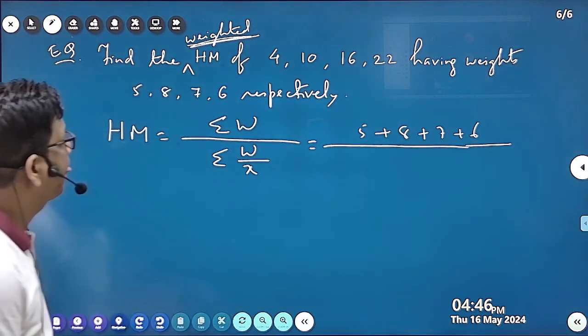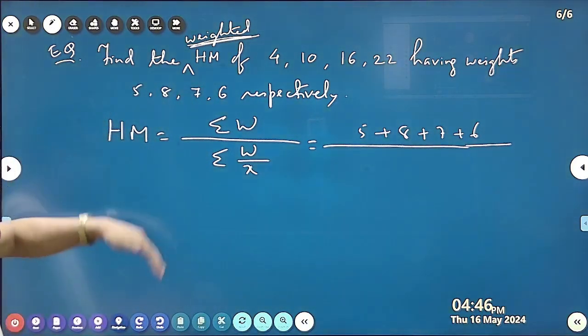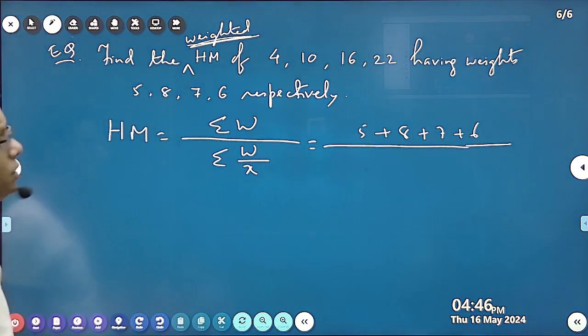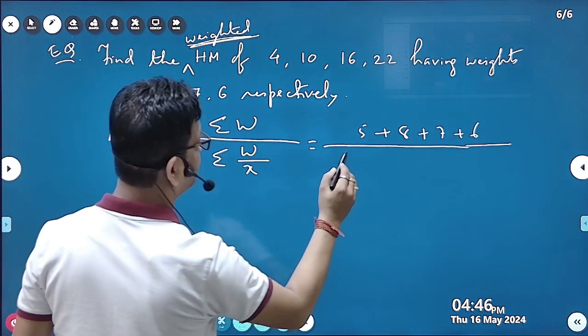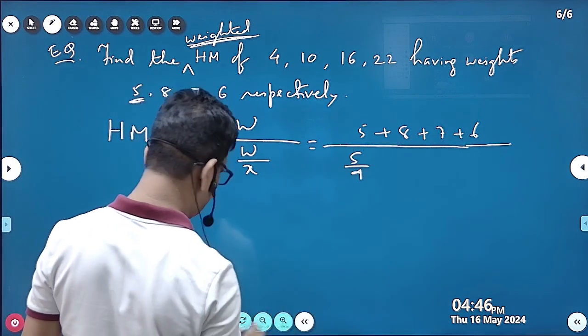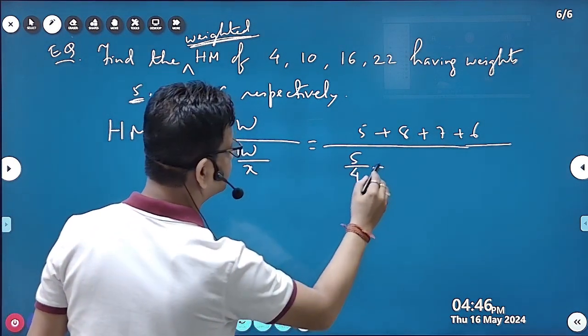Weight by X, that means the weight of the number, then the number. So weight 5, for which number? 4. So it is like 5 by 4. Then summation means, as you know, plus.